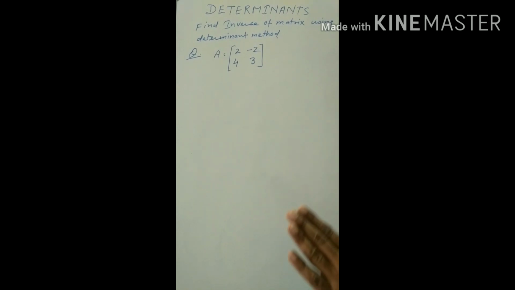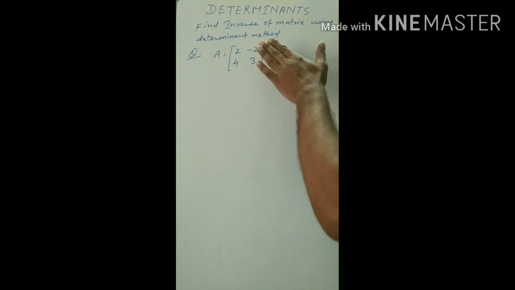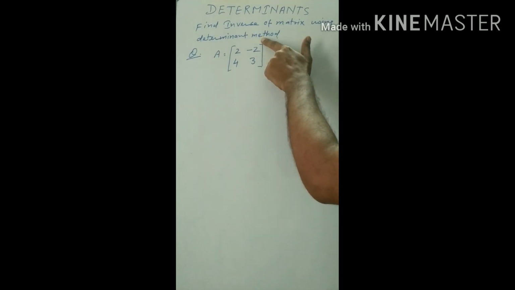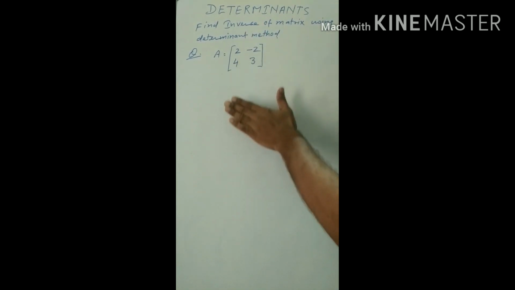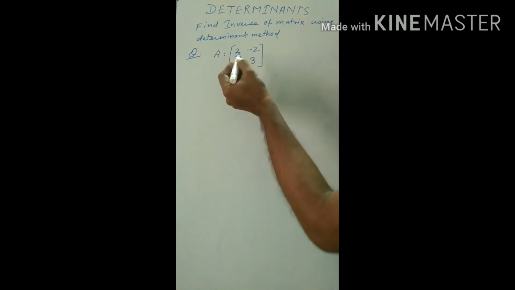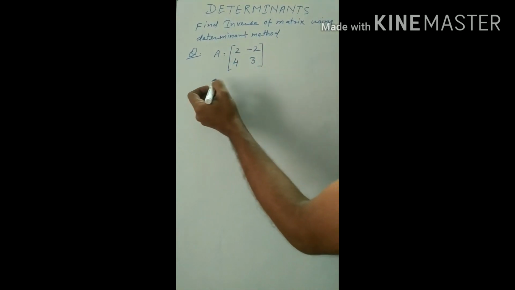Elementary operation generally we use when it is given that find the inverse by using elementary operation. Otherwise, normally we perform this method of determinants to find the inverse of a matrix. Here we have to find out the inverse of this matrix. So first we have to find out the adjoint of A.